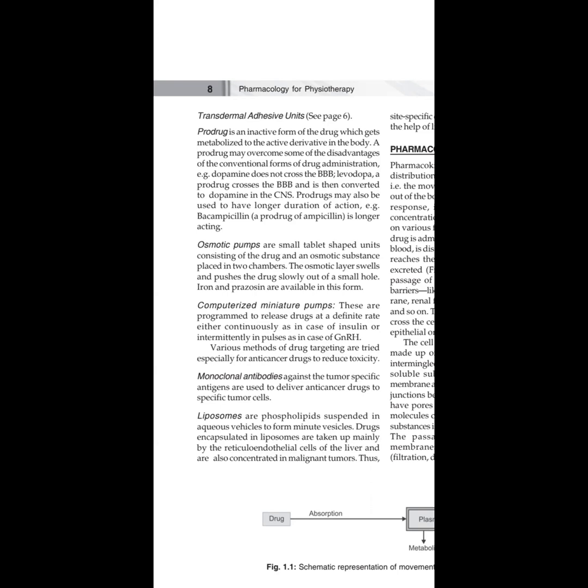When it comes to computerized pumps, these are programmed ones. They have already decided that at a certain time and with a certain rate of speed, these drugs are administered. These are all computerized. They are programmed to release the drug at a definite rate, either continuously as in the case of insulin, or intermittently in pulses, as in the case of growth hormones. The other are monoclonal antibodies against tumor-specific antigens, used to deliver anti-cancer drugs.